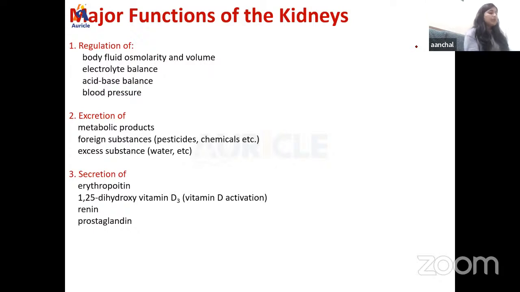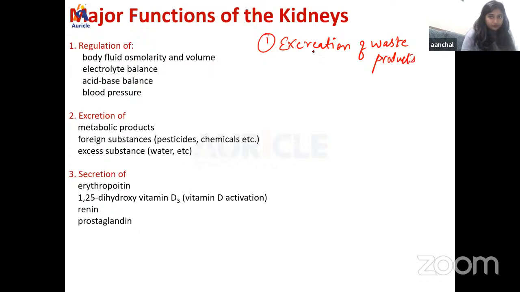In those activities, first we have the excretion of waste products. So, in the excretion of waste products, the kidney excretes unwanted waste products like urea, uric acid, creatinine, bilirubin. First we have urea. Urea is the end product of amino acid metabolism.